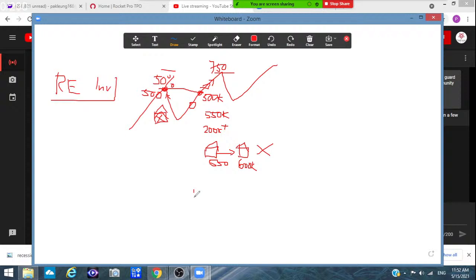What you should do is that you have 550. You should buy two houses instead, because you have 200K. You could put down another 20% or 25%. Let's say you split that, 100K each. You buy a $400,000 home. Two of them.